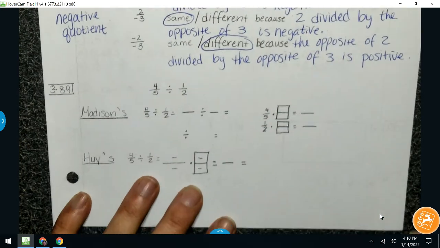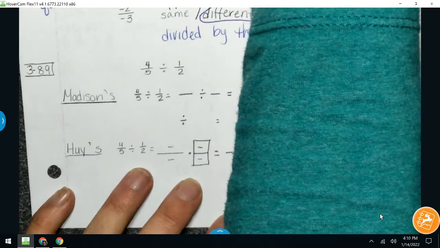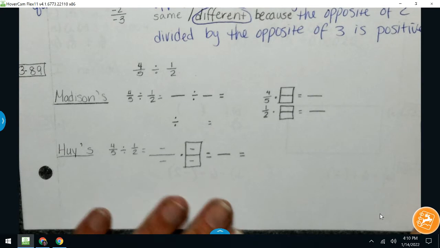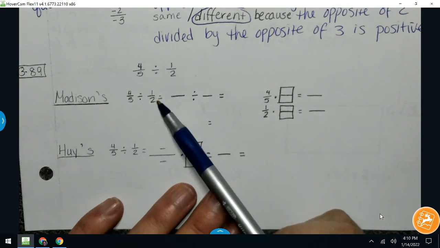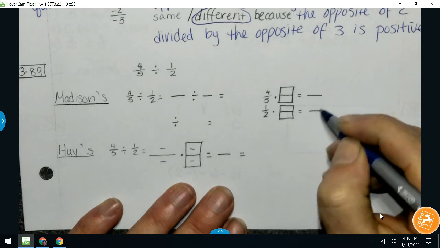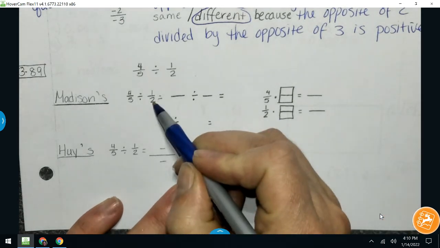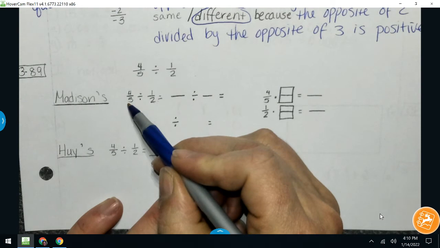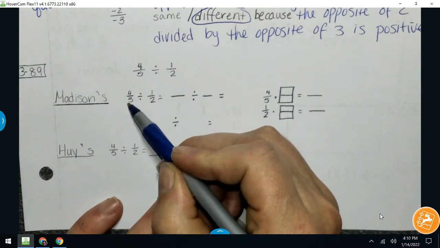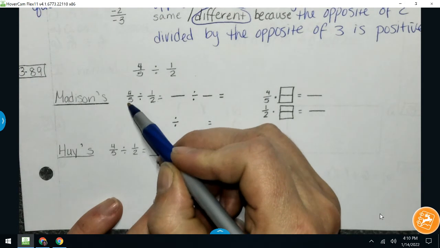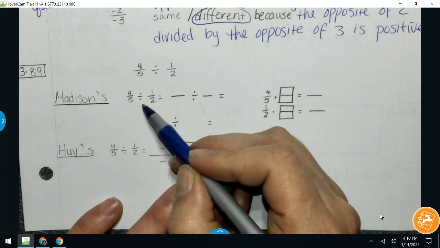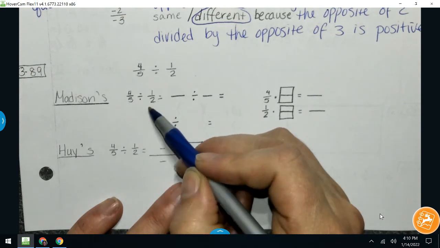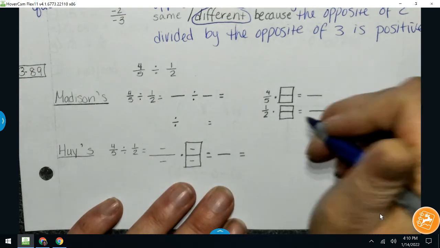So the first one that I'm going to do is Madison's method first. So I need to find a common denominator for 4/5 and 1/2. Because this is a 2, unless 5 happens to be a multiple of 2, like 4, 6, 8, 10, I'm going to need to multiply those together of sorts. That 10 will be my least common denominator.